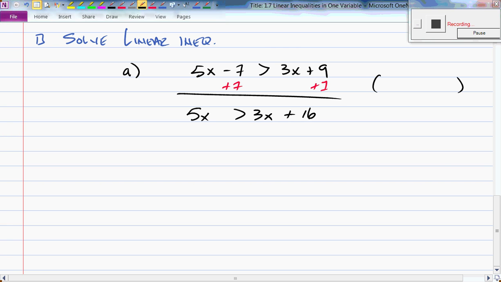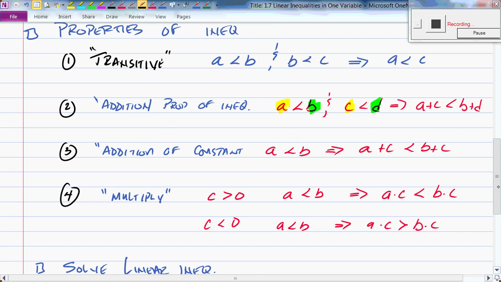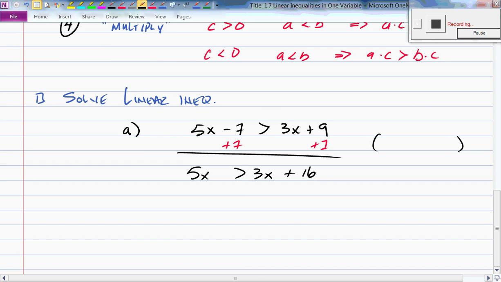Which one? Yeah, we're allowed to do that, right? Okay, so next one, subtract 3x. Yeah? Subtract 3x. Boom, what does that leave me with? 2x is greater than 16. Okay, good. Now what am I going to do? I'm going to divide by 2. Now, dividing by 2 is the same thing as multiplying by what? By a half. So if I'm multiplying by a half, is it bigger than 0 or less than 0?